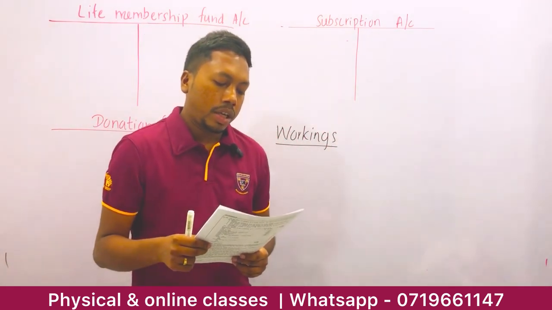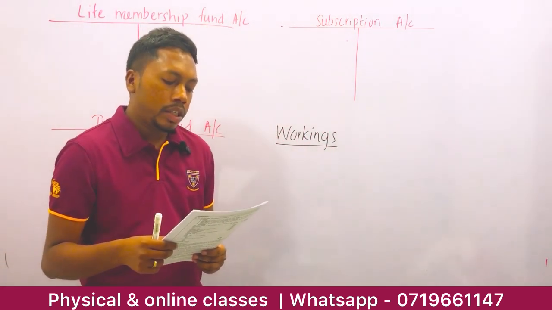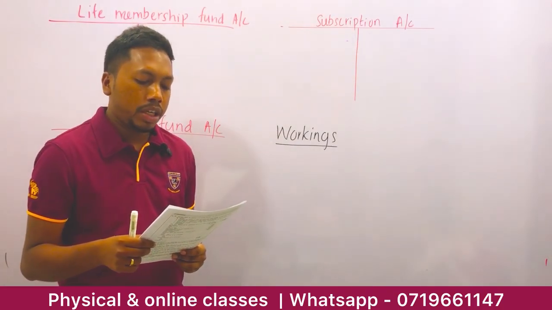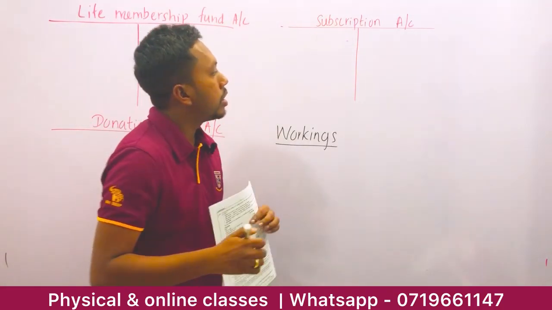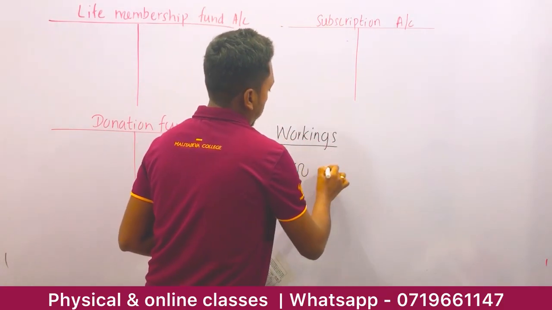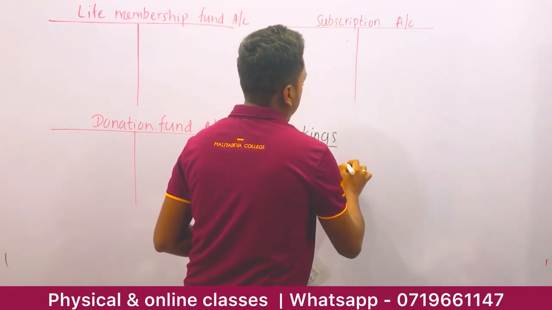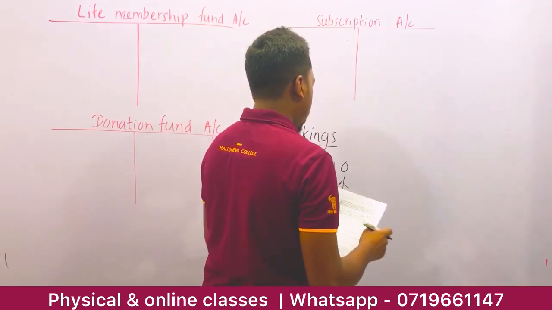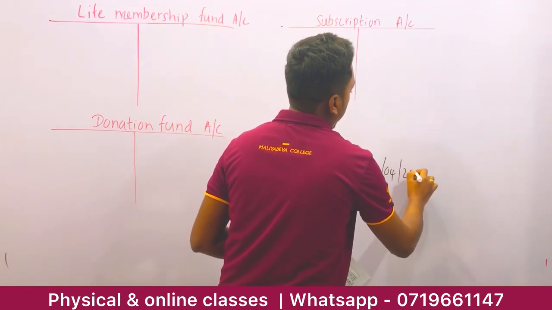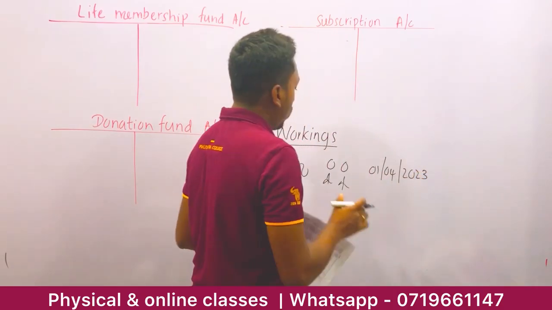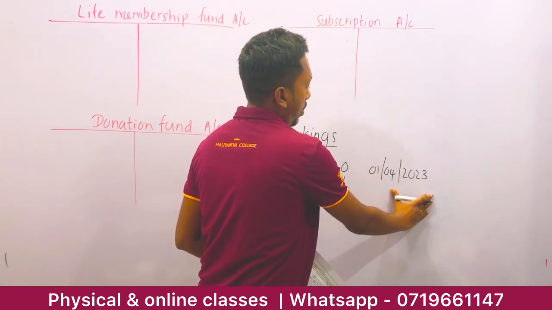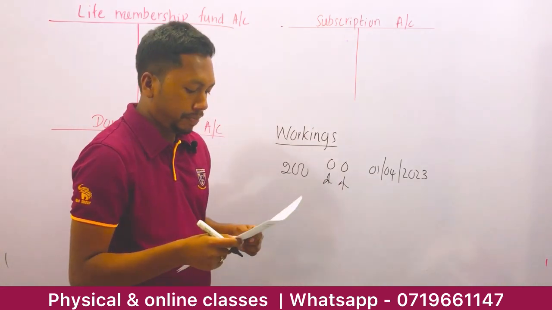A welfare society had 200 members as at 1st April 2023. So here you have 200 members as at 1st April 2023.